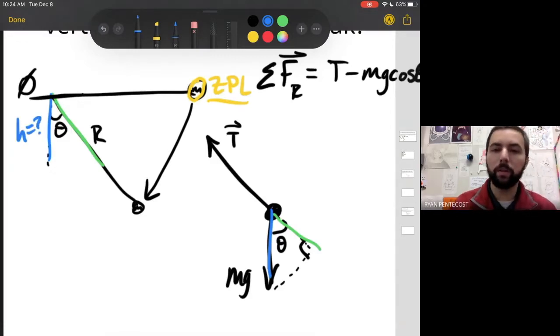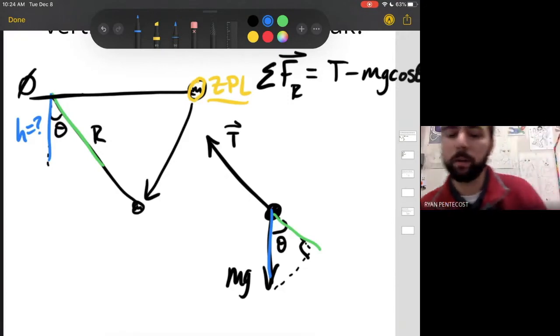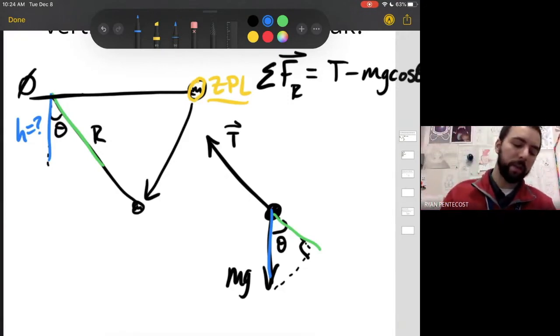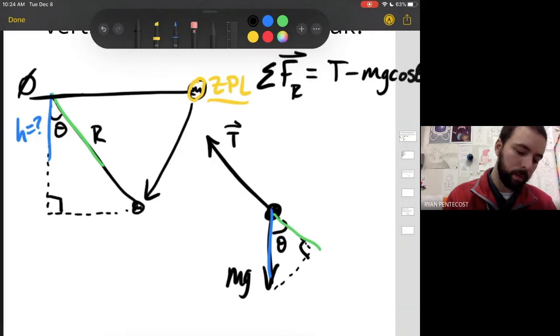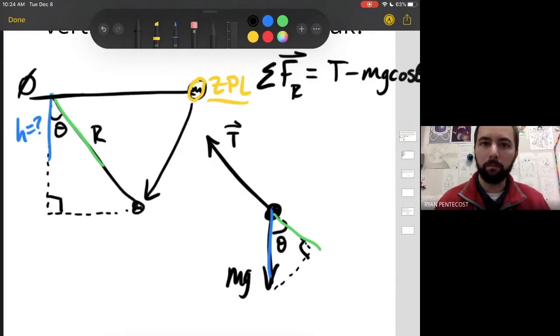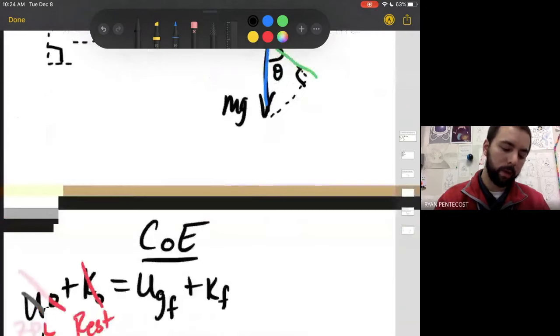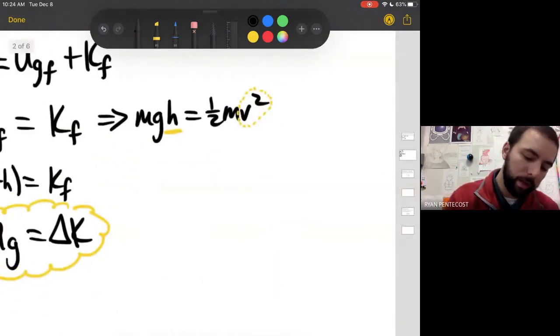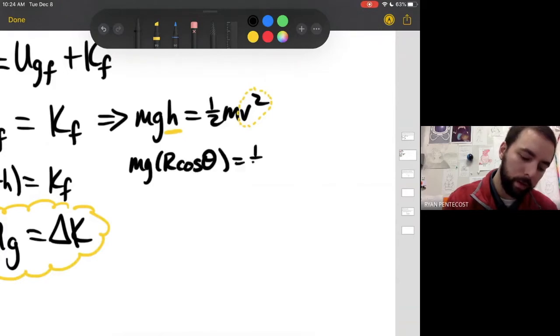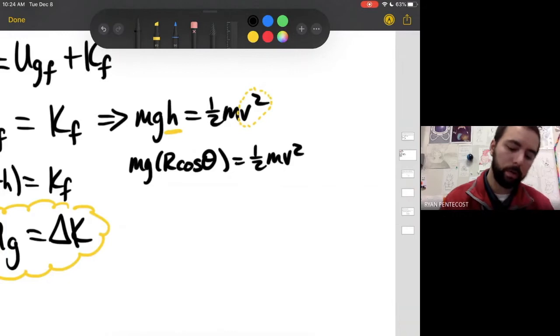Well, if we want things in terms of radius so that everything cancels, we can actually say that that would be r cosine theta, right? You can see that here if this continues down. R cosine theta would be the height, right? So let's turn this into mg times r cosine theta equals 1/2 mv squared.